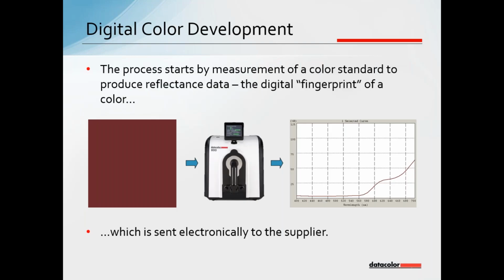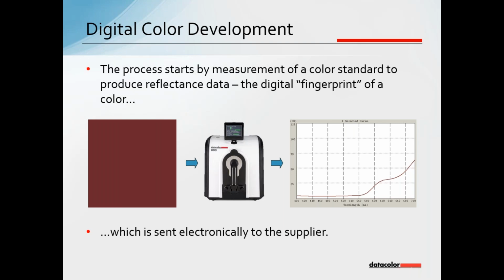So when we talk about digital color development, we're talking about a process of making a measurement of a color. We actually measure the color with a special device called a spectrophotometer to produce what we call a reflectance curve. Think of it as the digital fingerprint of a color. Just like each person has a unique fingerprint, every color has its own unique set of reflectance data, or fingerprint.